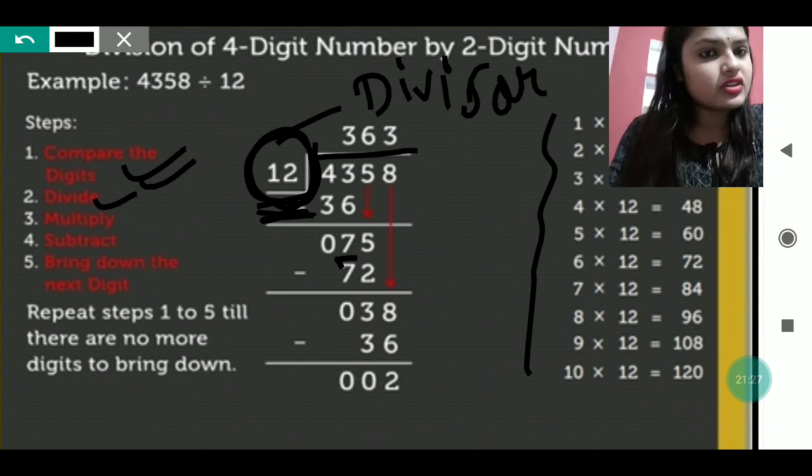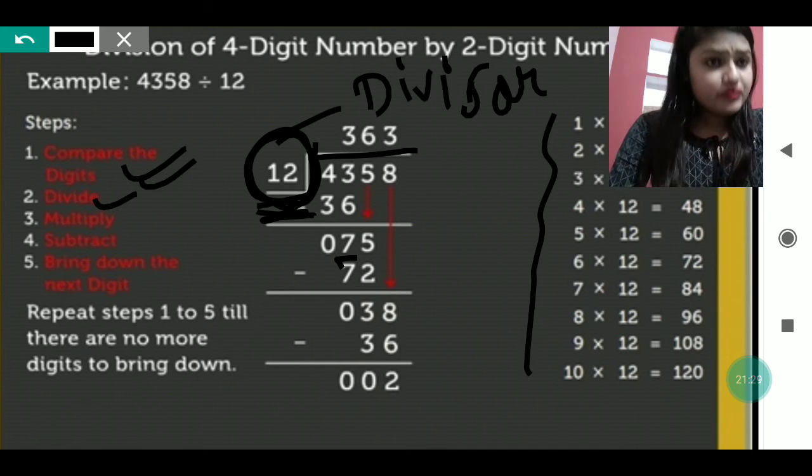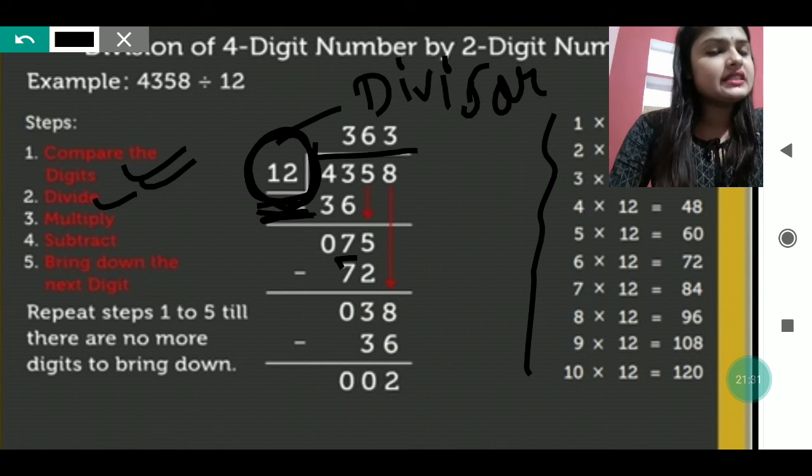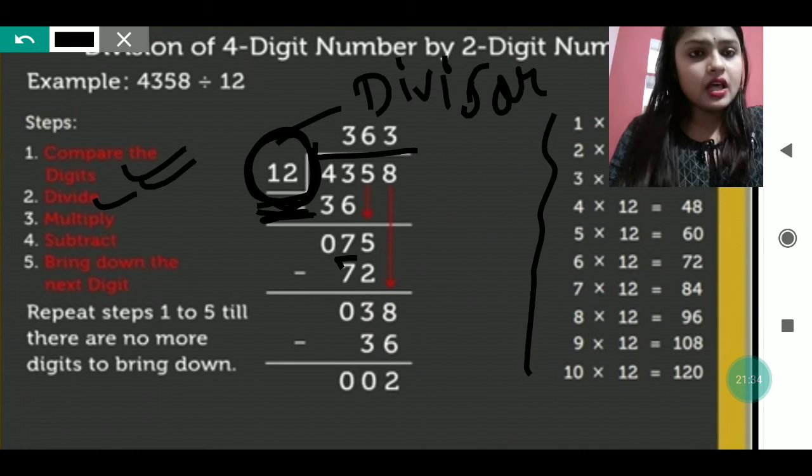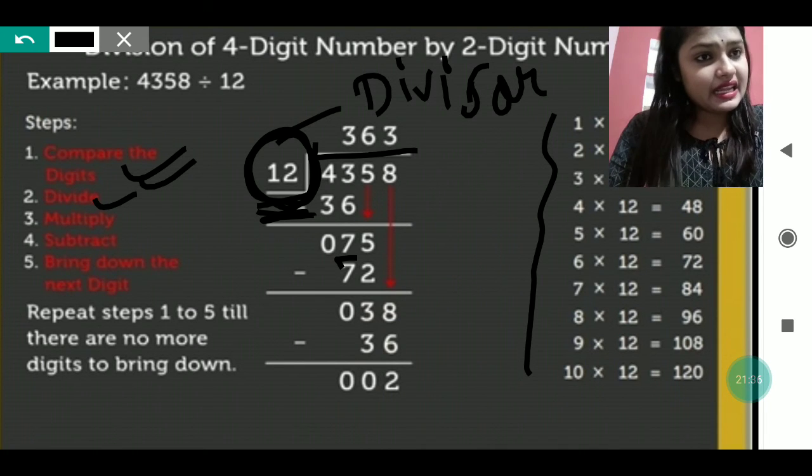And on this side it is 3. So 3 minus 3 will be 0. So as a remainder we have got 7. What have you got as remainder? 7. Now we have to take the next number down.